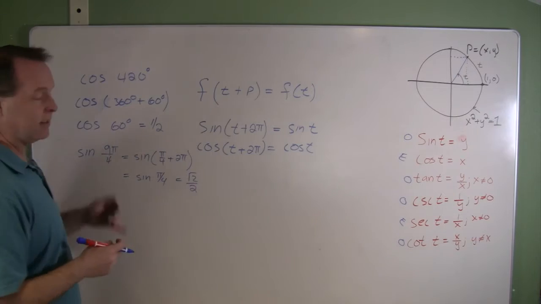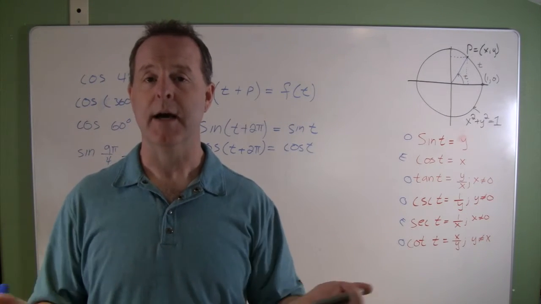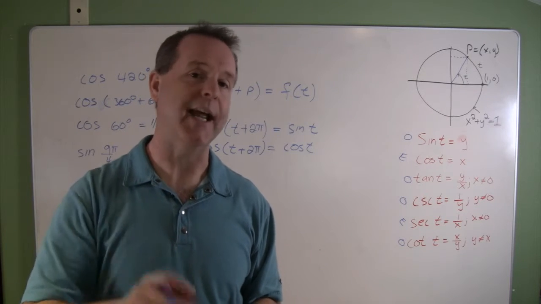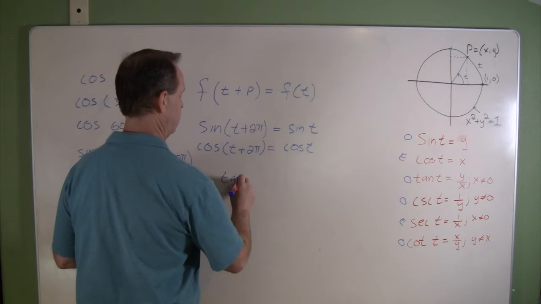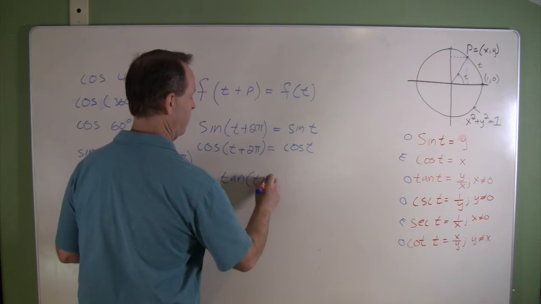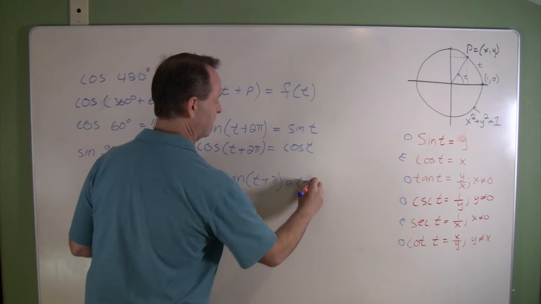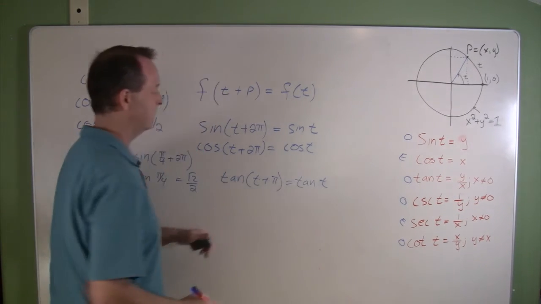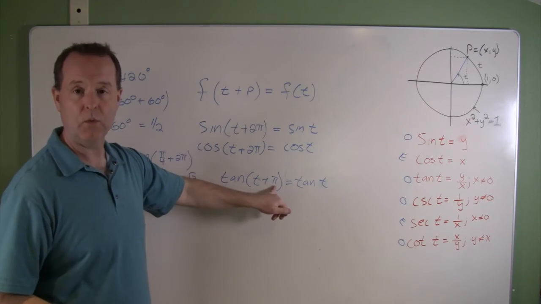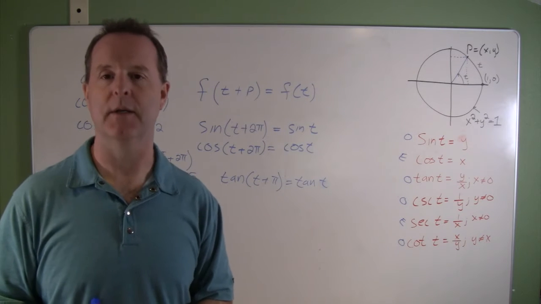So sines and cosines, along with cosecants and secants, have a period of 2 pi. Tangents and cotangents are different. The tangent and the cotangent have a period of just 1 pi. So rather than 2 pi completing a new period, the tangents and the cotangents have a period of just 1 pi.